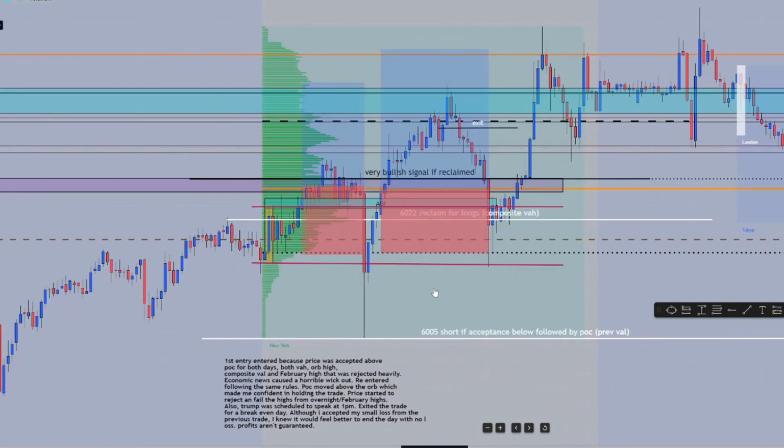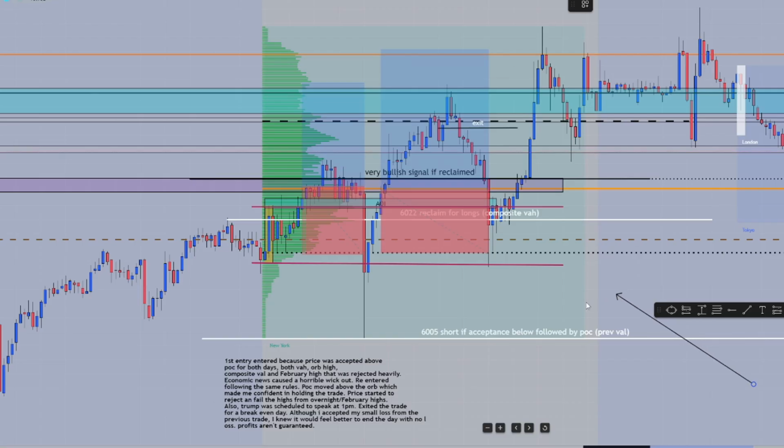All right, so there's a lot going on my chart right now because there's a lot going on. These white areas were marked up before market open. These were marked up, I believe, during the Asia session the previous day. And I believe this is the composite value area high, and this was the previous day value area low.